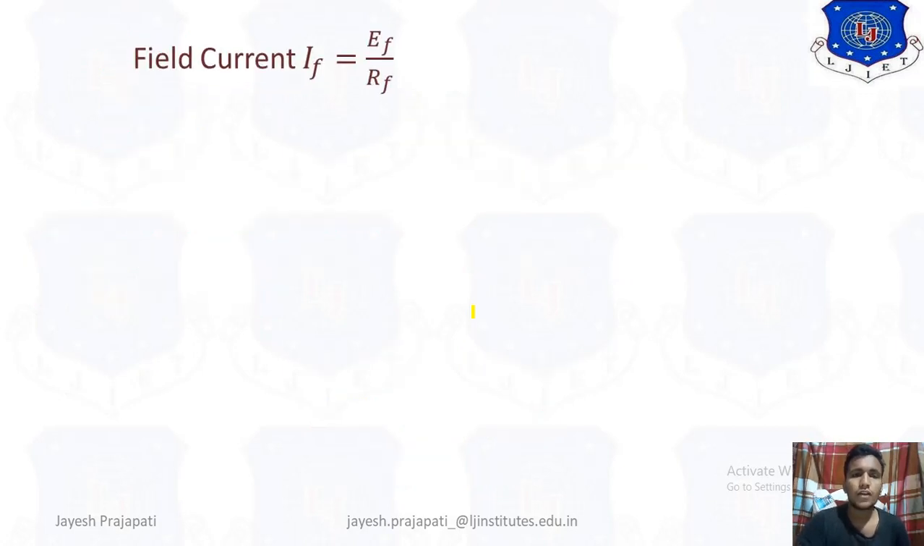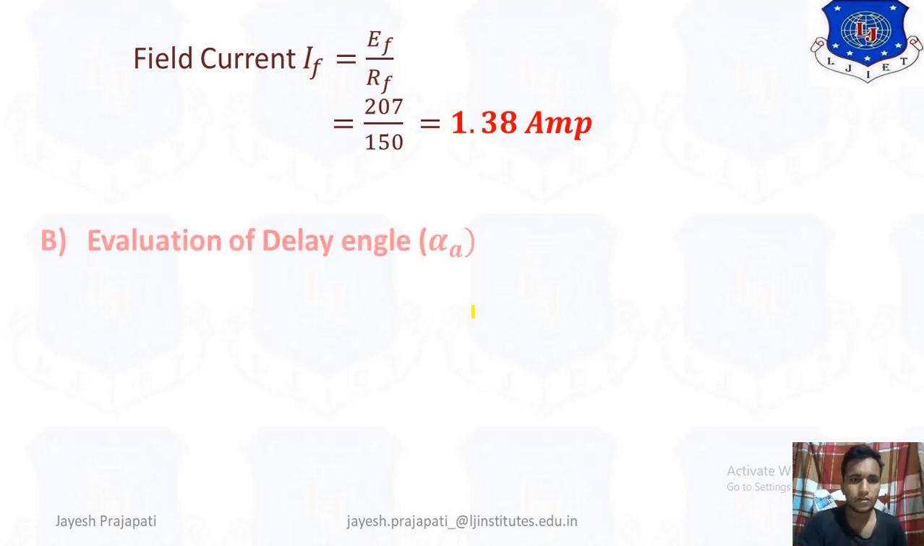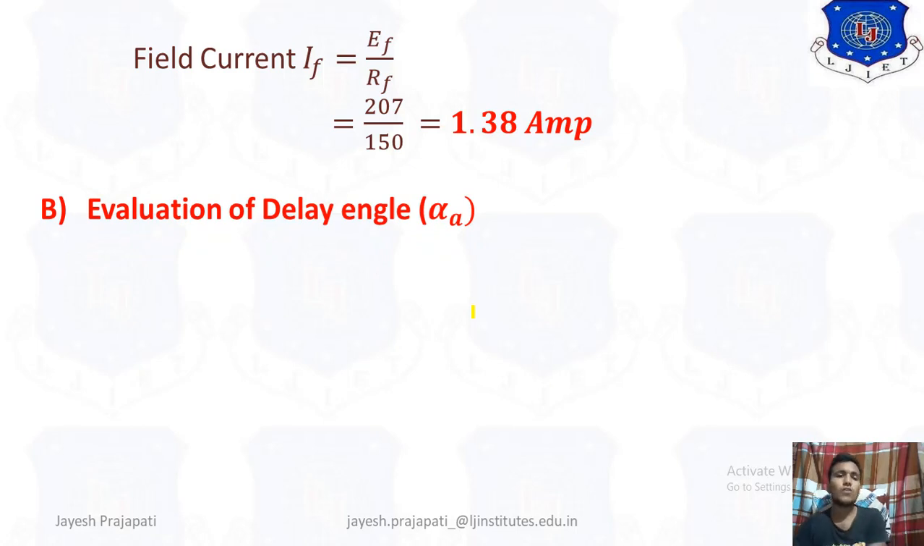Now the field current IF is equal to EF by RF, that is simple Ohm's law. From this 207 and 150, we know that the field current is 1.38 ampere. So that is the solution of part A. We have determined the field current. Now in part B, we have to find out the delay angle for the armature circuit. So, evaluation of delay angle alpha A.